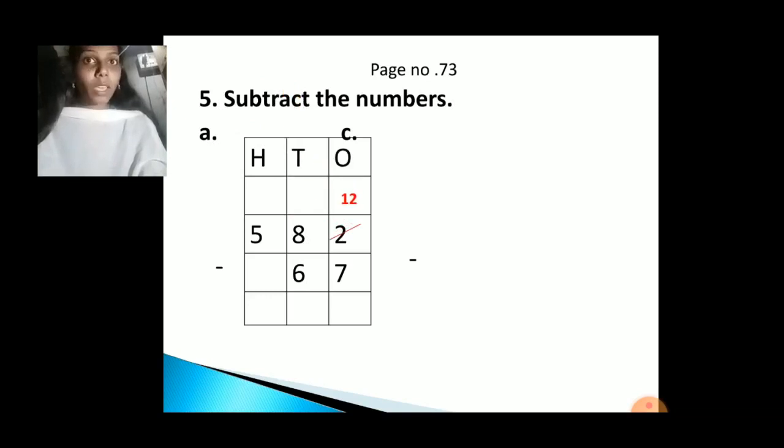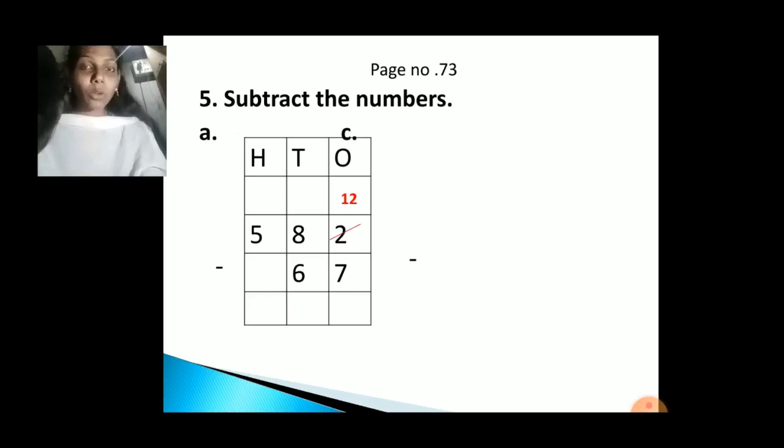Okay. Now here we will subtract 12 minus 7 because 12 is bigger than 7. So we can easily subtract. Yes. So show me 12 fingers. No, we don't have 12 fingers, right?